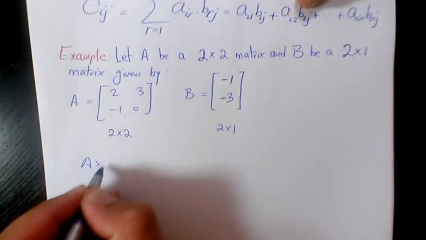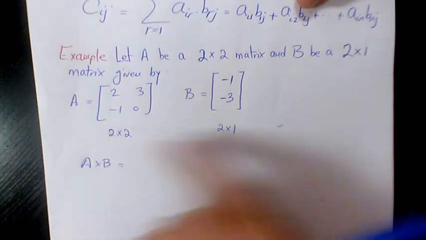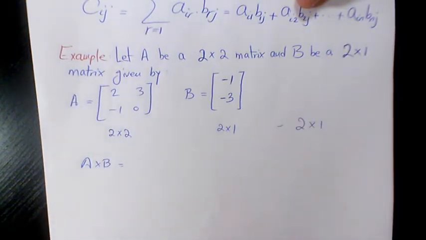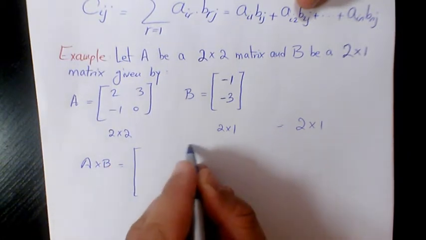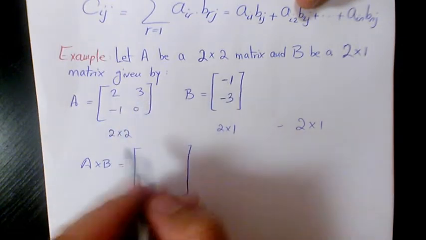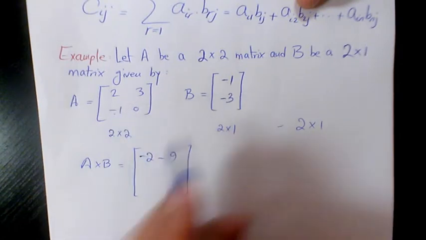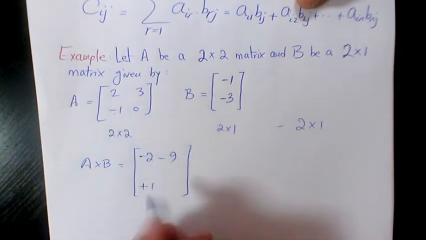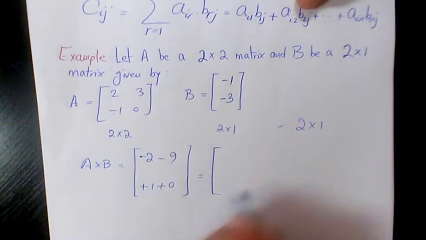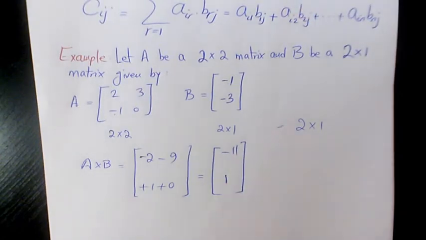So A times B will be, and what is going to be the size of the product? These two cancel out and we have 2 and 1. That's going to be the size of the product, which has 2 rows and 1 column. 2 times -1, -2. 3 times -3, -9. -1 times -1 plus 1. 0 times -3, 0. So it is going to be -11 and 1. So that's the answer.